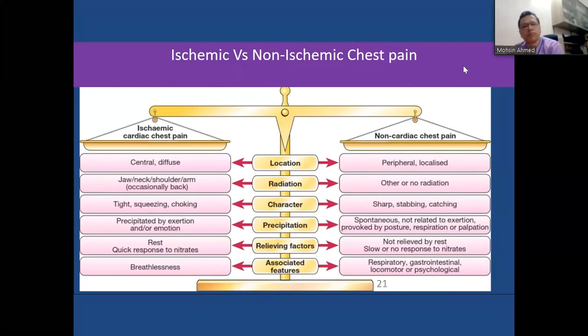This depends on whether it is ischemic chest pain or non-ischemic chest pain. Ischemic pain is located centrally in the chest, related to the jaw, neck, shoulder, and arm; the character is tight, squeezing, and choking pain, provoked by exertion and relieved by rest, with some shortness of breath. But peripheral pain is localized to one point, with no radiation, sharp, stabbing, catching pain, relieved by posture changes, respiration, or palpation, and not relieved by rest. Sometimes it is a respiratory, GI, or psychological problem with non-ischemic chest pain. So you should approach it this way.